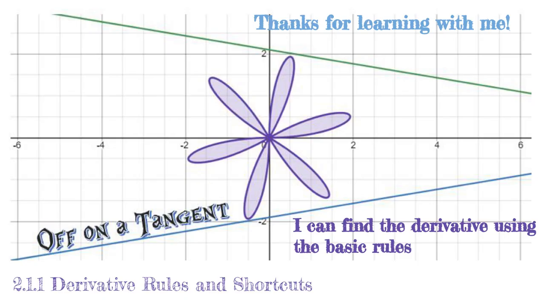Let's go ahead and wrap up this video. In this video, we learned the derivative rules and shortcuts for finding basic derivatives. We extended that to the idea of writing the equation of a tangent line or evaluating that derivative at different values. And lastly, we talked about how we can find that derivative and then figure out when that derivative is equal to something specific. So our goal was that I can find the derivative using the basic rules.